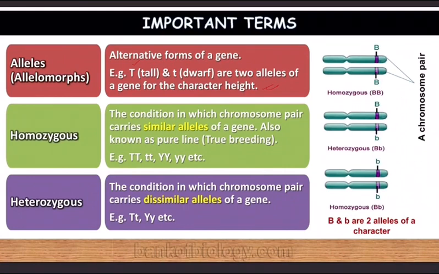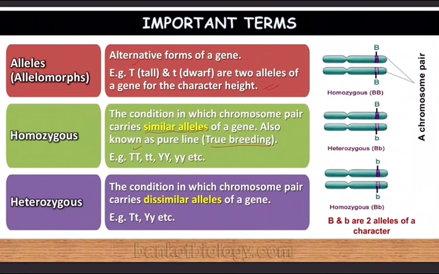So these two, capital T and small t, are alleles of a gene for the character height. So basically one gene is there, and that gene is responsible for the height of a person. The variants are, the height may be short, the height may be tall. So these variants of the gene are alleles, right? Now we go to the next one, homozygous condition.